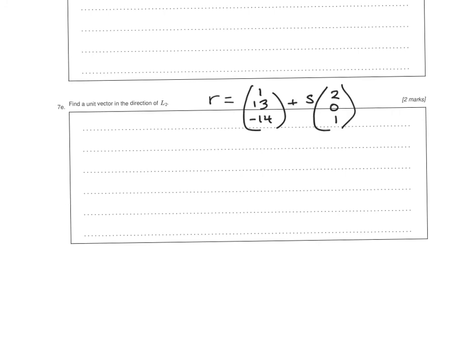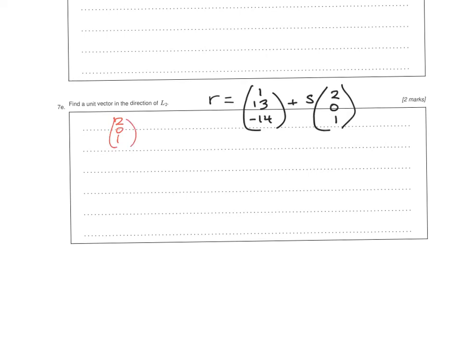So this one says find a unit vector in the direction of L2. So I wrote down L2, that's the first step here. If it's in the direction of L2, we have to decide, is that this vector or is that this vector? Well, this one always represents a point on the line, but not necessarily the direction. This is the vector that represents the direction. So we're really saying find a unit vector that goes with 2, 0, 1.